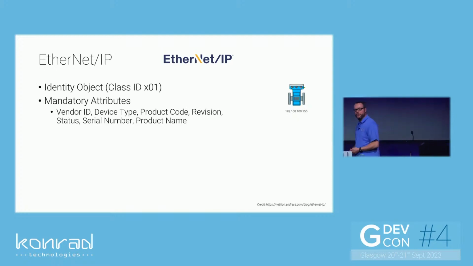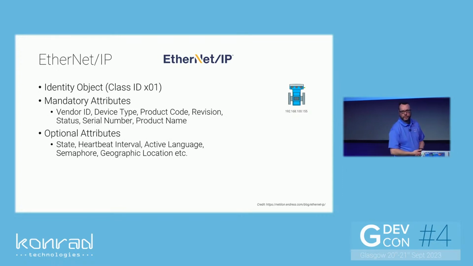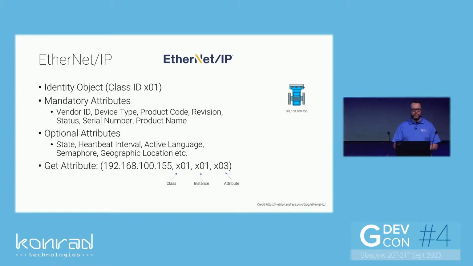There are mandatory attributes associated with the ID. So if you want to produce a product that's compatible with Ethernet, it needs to at least respond to this class request. So it's got the vendor ID, the device type, product node code, etc. And then there are further ones, optional ones. You do or don't have to include those. The list is almost endless.